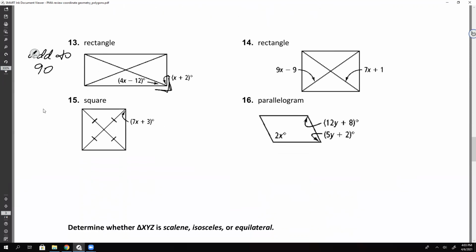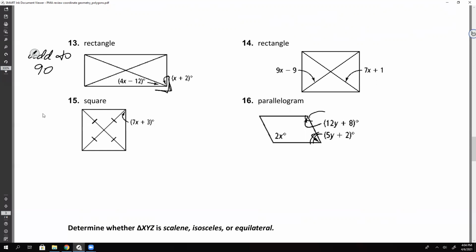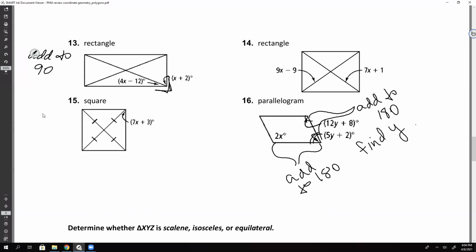All right. Parallelogram number 16. My hint for you here is to find y first, because on a parallelogram, these angles right here, the 5y plus 2 and the 12y plus 8, have to add to 180. So just find y first. And then here, the 5y plus 2 and this 2x have to add to 180 as well. So find y first.